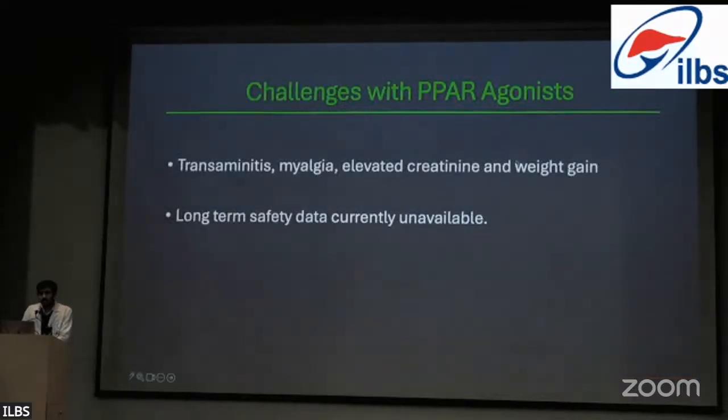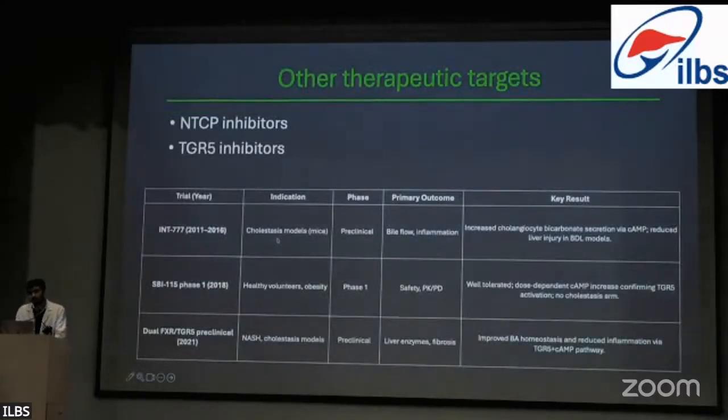So the challenges with PPAR agonists include that these can cause mild transient transaminitis, which spontaneously resolves. It can cause myalgia, elevated creatinine, and PPAR delta agonists can also cause weight gain. Again, as discussed, long-term safety data is currently unavailable.